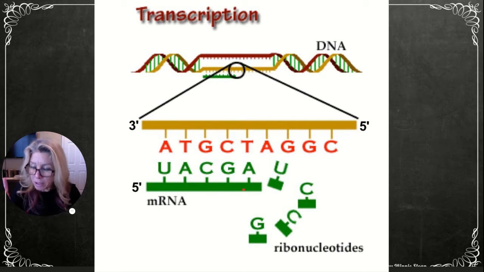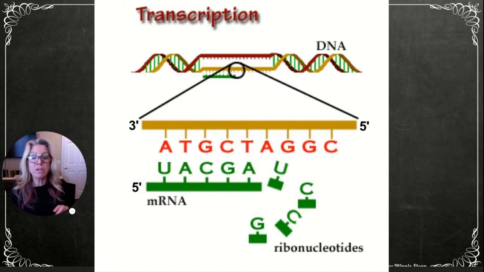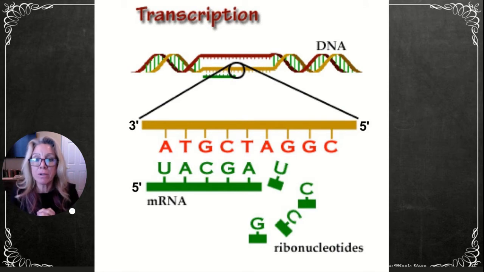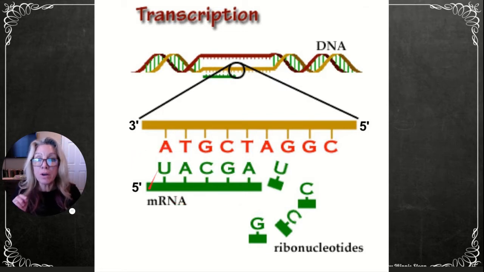So number 1, underneath transcription, and notice on your notes I said RNA, mRNA, and right here I'm showing you mRNA is produced in the nucleus for eukaryotes. In the nucleus for eukaryotes. Remember, prokaryotes don't have a nucleus. They have a nucleoid region, and so it's not encapsulated within a nuclear envelope. All right?